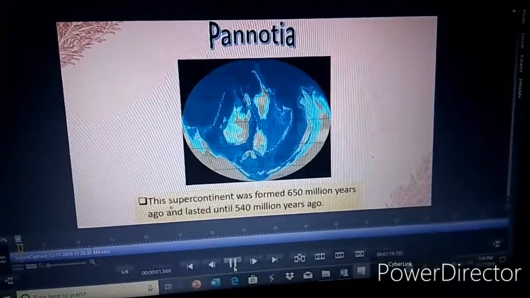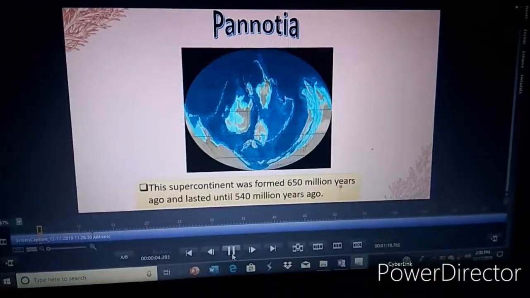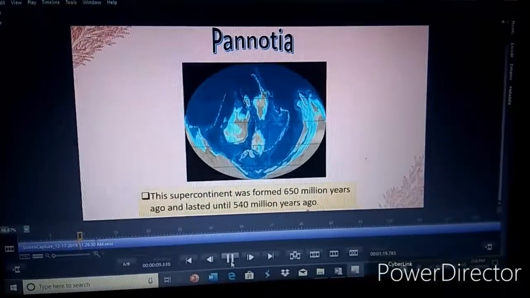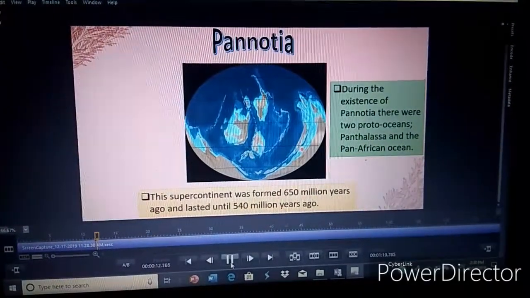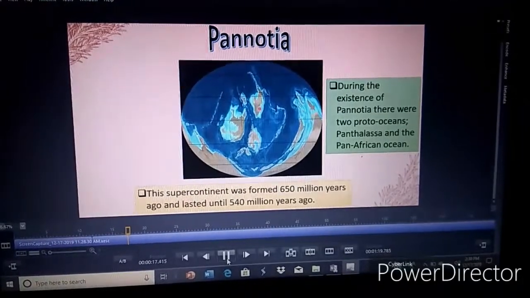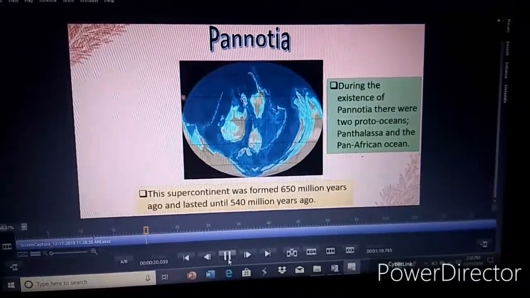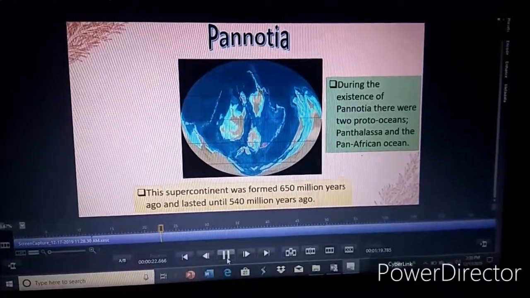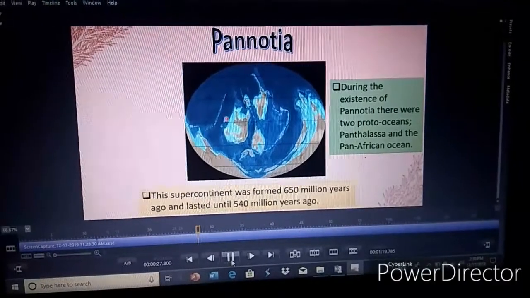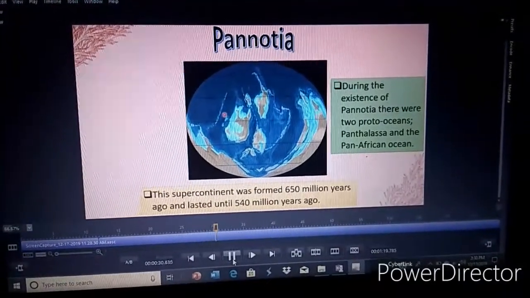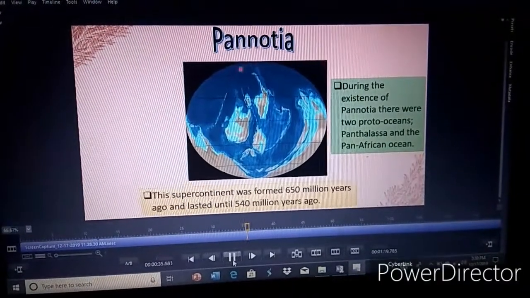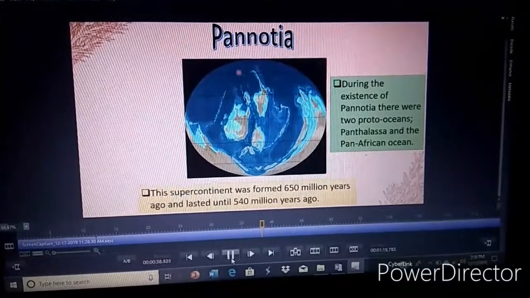When Rodinia broke up, its continental fragments reassembled to form Pannotia. This supercontinent was formed 650 million years ago and lasted until 540 million years ago. As you can see in the image, Pannotia looks like a V-shape. Inside the V-shape was an ocean that opened up during the breakup of Rodinia, the Panthalassic Ocean or Panthalassa, which became the early Pacific Ocean. The outside of the V-shape is the Pan-African Ocean.